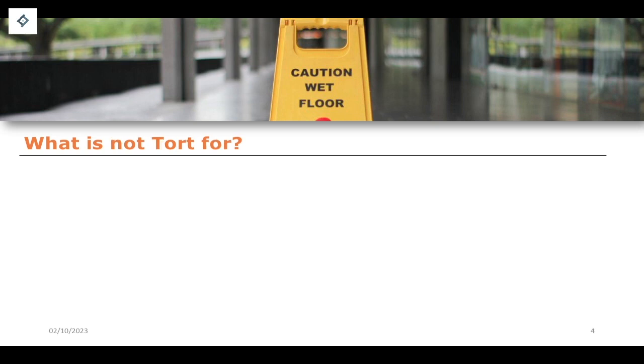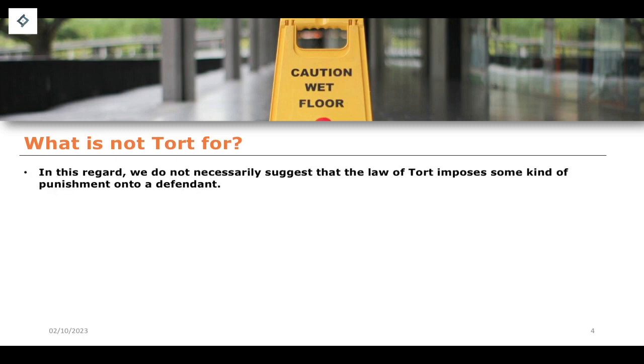Now, one of the things that is important is that tort has a number of different purposes and justifications, but there are also a number of things that tort is not utilized for, or the rationale is not necessarily for this particular goal. So it does not necessarily suggest that tort imposes some kind of punishment onto the defendant. This is where you can make a delineation, for example, between the law of tort and the criminal law. The criminal law seeks to impose some kind of punishment onto a defendant who is found guilty of a particular offence. The law of tort doesn't do that.